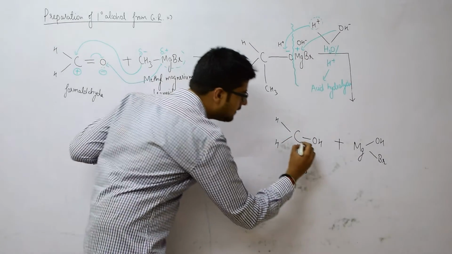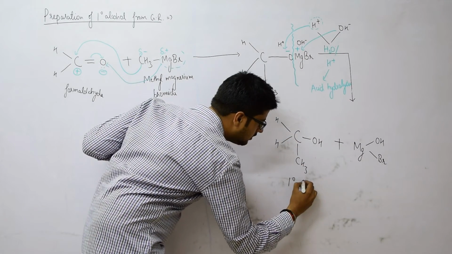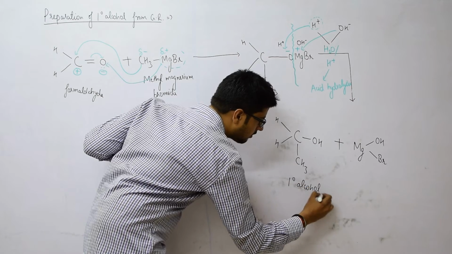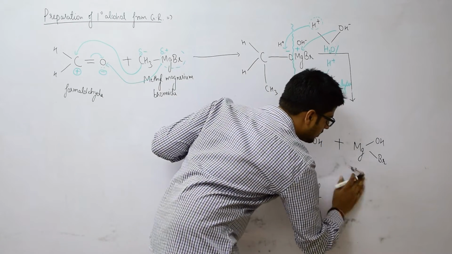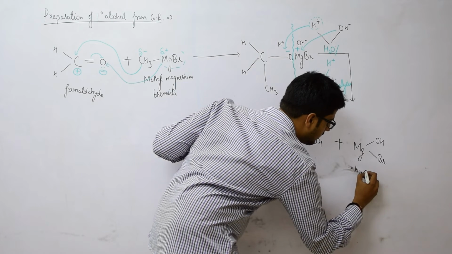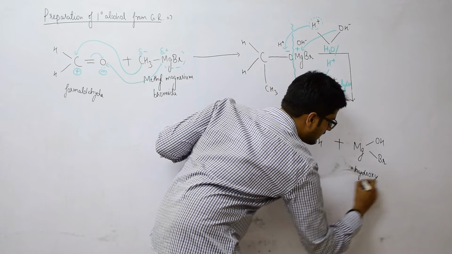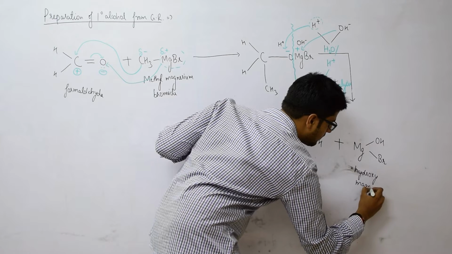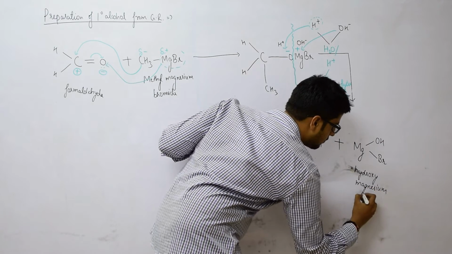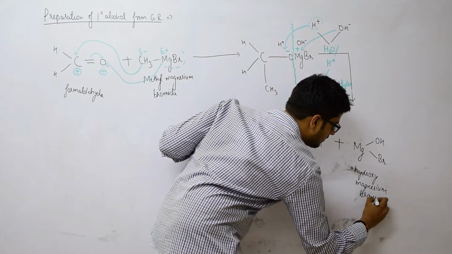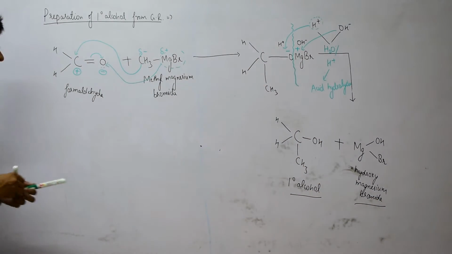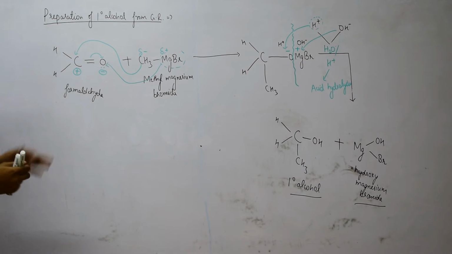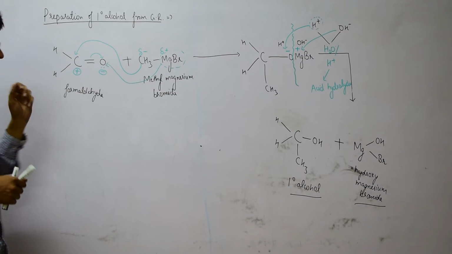So this is our primary alcohol, which we had to prepare, and this is hydroxy magnesium bromide. So this was how we can prepare primary alcohol from Grignard reagent.